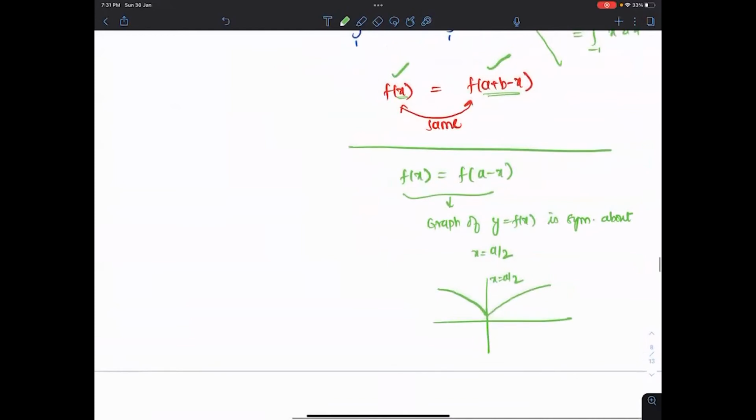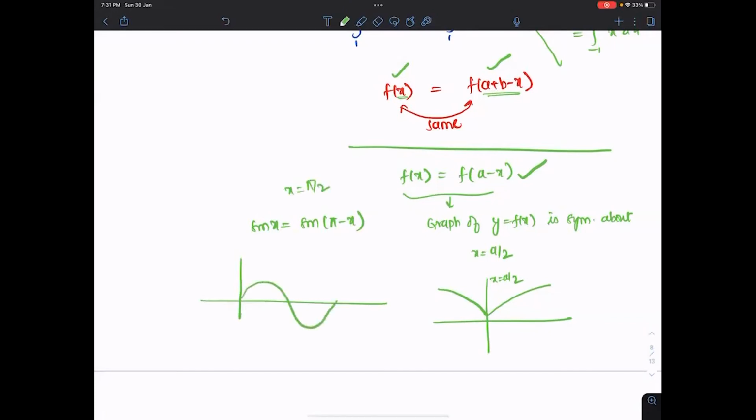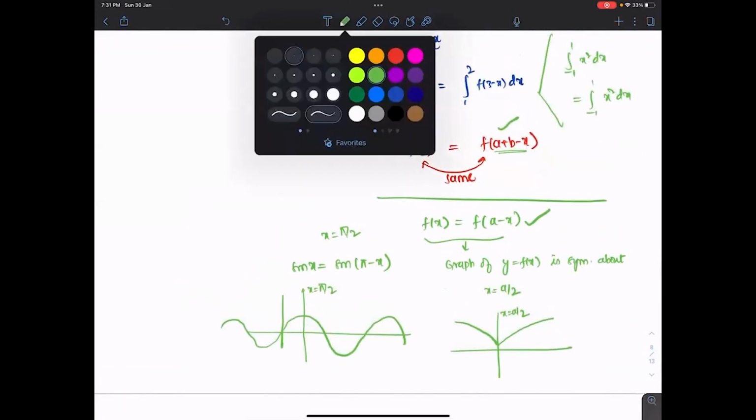Okay. You can take one example like sin x. You take sin x and sin of pi minus x, both are the same because sin of pi minus theta is the same as sin theta. Now, if you see, the sin x graph is symmetrical about x equals a by 2, that is pi by 2. You see, the sin x graph is like this. What is x equals pi by 2? This line only. It is symmetrical or not? Left side and right side, mirror images. Okay. So, I just want to highlight this point.